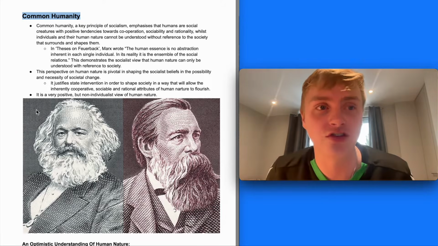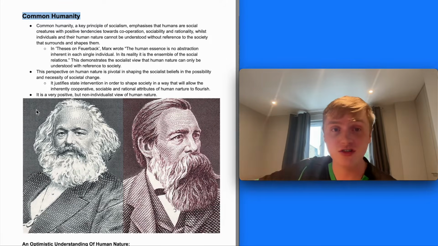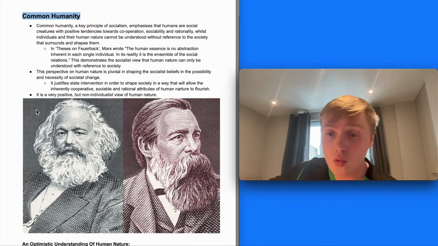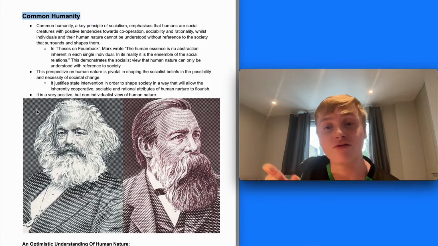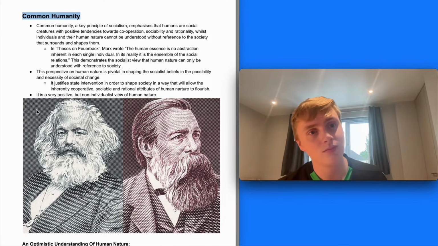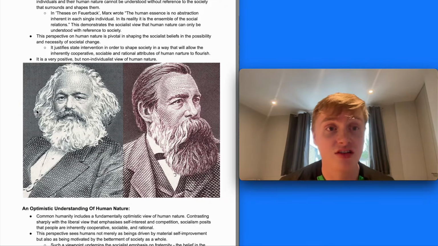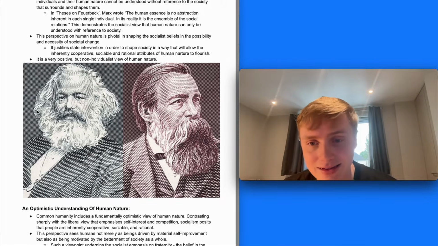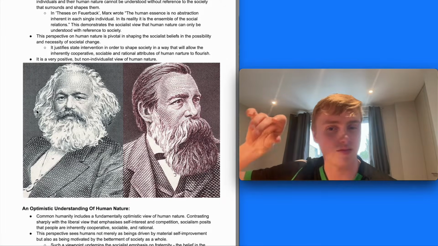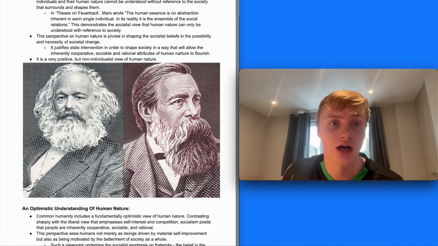The next key principle of socialism is common humanity, which emphasises that humans are social creatures with positive tendencies towards cooperation, sociability, and rationality. It also brings in the idea that human nature can't be understood without reference to the society in which it acts. You see this in Marx's writing, where he wrote, "The human essence is no abstraction inherent in each single individual. In its reality, it is the ensemble of the social relations." That shows that their views see human nature as inherently connected to the whole of society, rather than being an inherent human nature irrespective of the societal conditions in which it's acting.